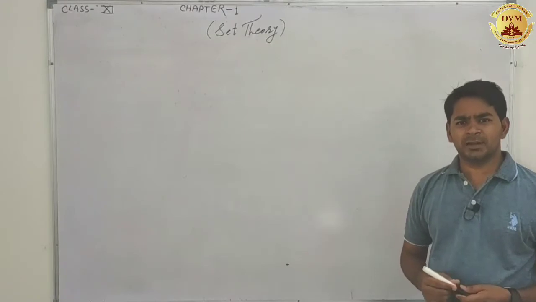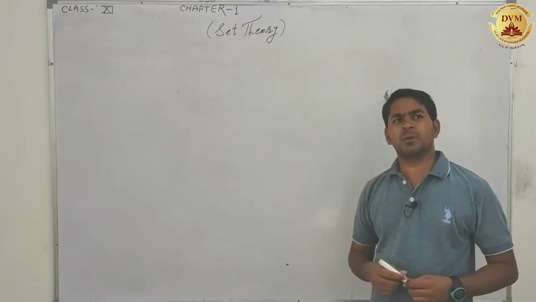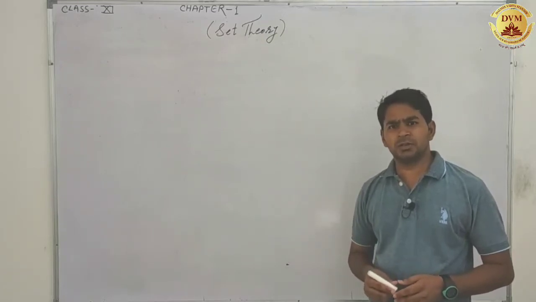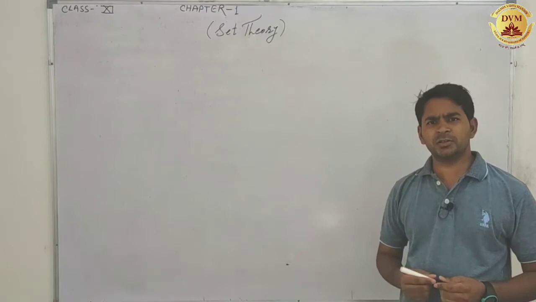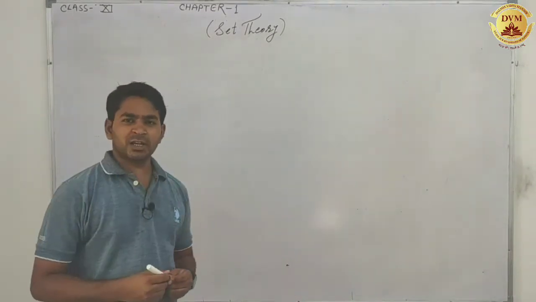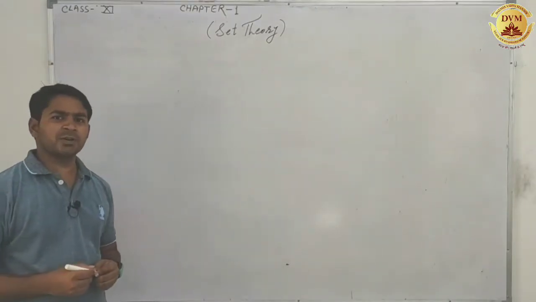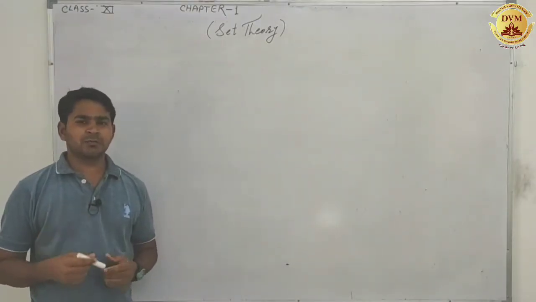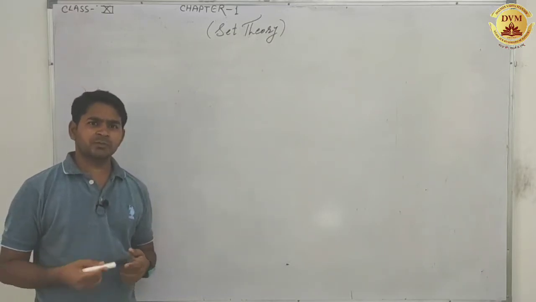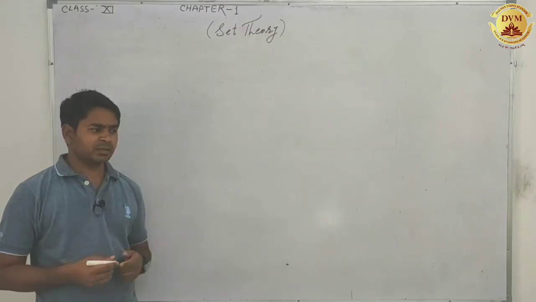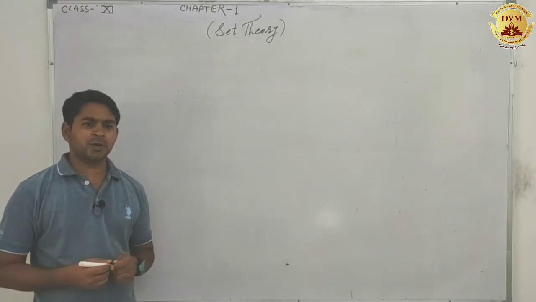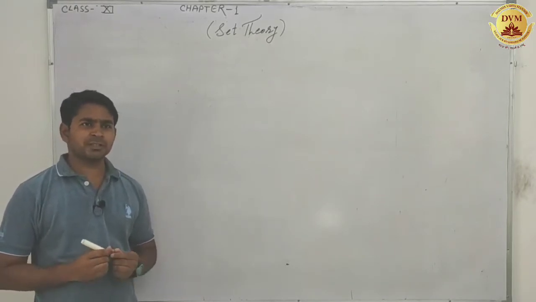Hello everyone. In the previous video we discussed set theory, some examples of sets, and the representation of sets. The representation of a set was of two types: first, set builder form, and second, roster form. Today we will discuss some universal sets and the types of sets. Okay, let's start. I am talking about some examples of universal sets.